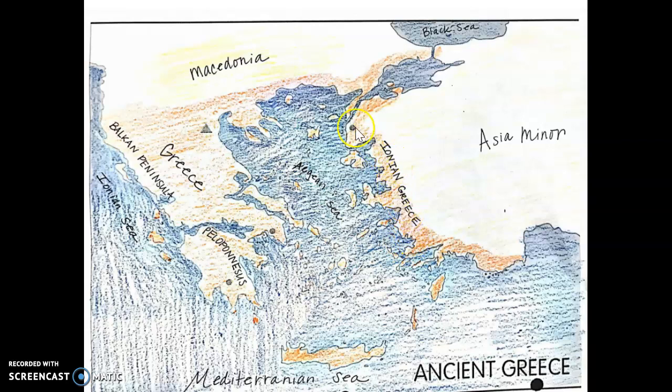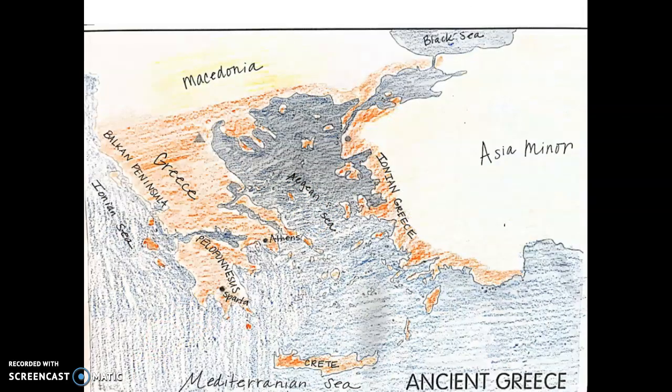So be sure you label that because it's going to be important when we study that next week. Next, I want you to add on a few more important places. We have the city-state of Athens and the city-state of Sparta. Both of those were located on the Peloponnesus. There's another war that's going to happen called the Peloponnesian War that takes place between Athens and Sparta. And so we need to know that they were both located on the Peloponnesus.